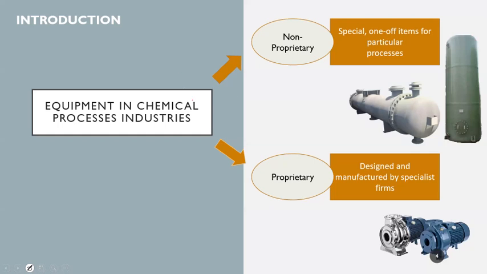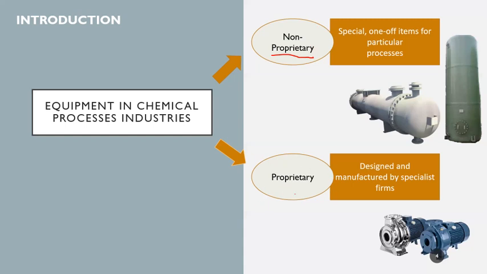So basically, non-proprietary equipment is designed to meet the particular process. So as a chemical engineer, we will provide the basic information of this proposed equipment.